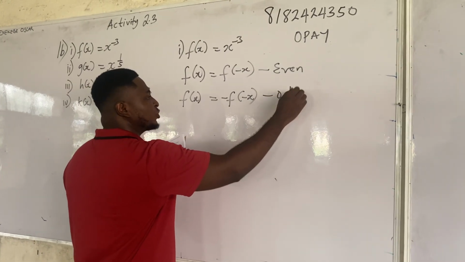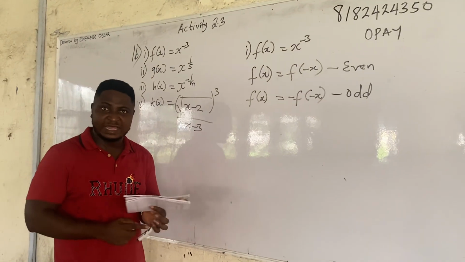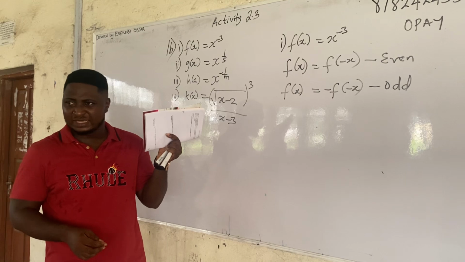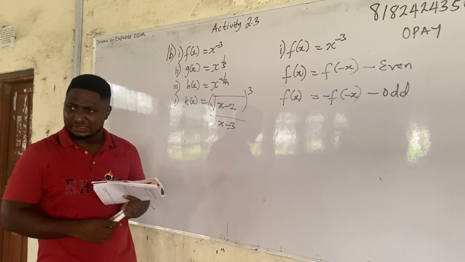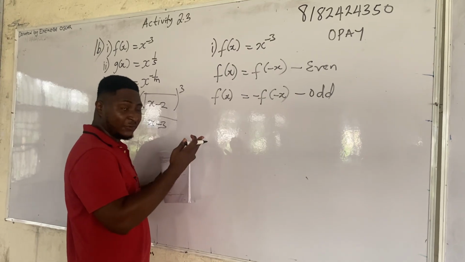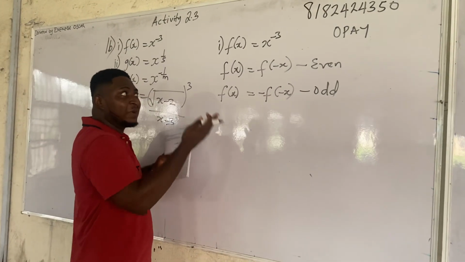So let's check, is this function even or odd? Or neither even nor odd? Actually, I've solved this before. I think we got odd, I think. You got odd, class? Yes. So you see, because I know that it's an odd function, I might not need to do even again. But let's still do even and see.